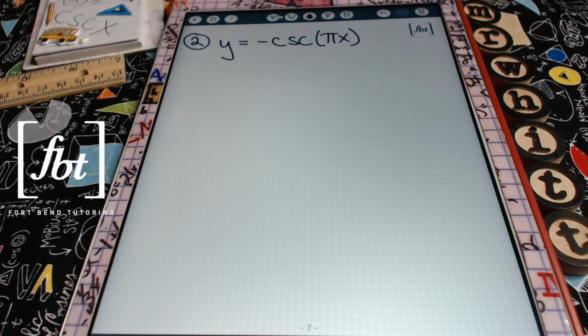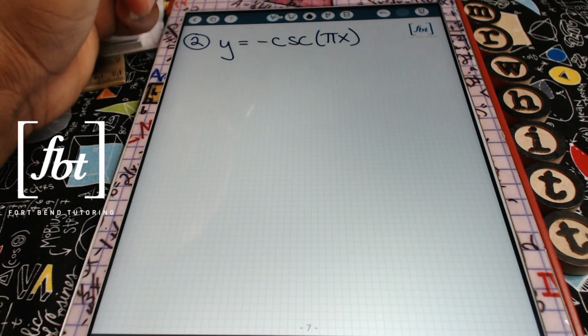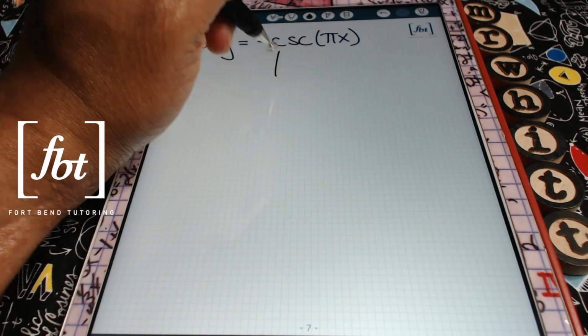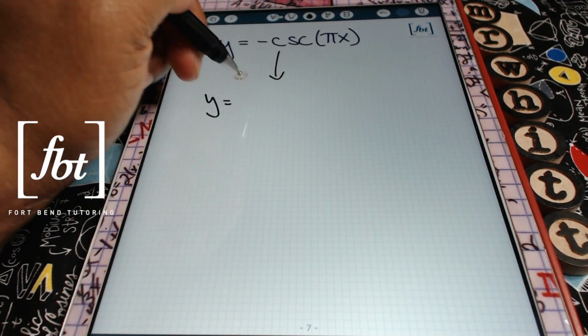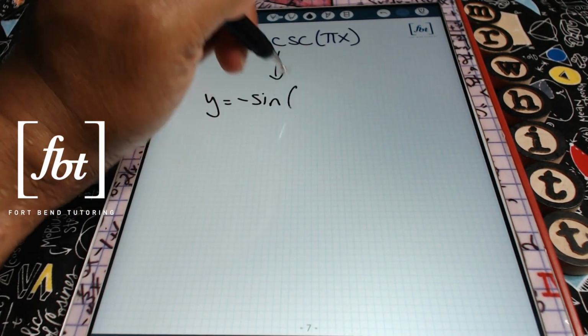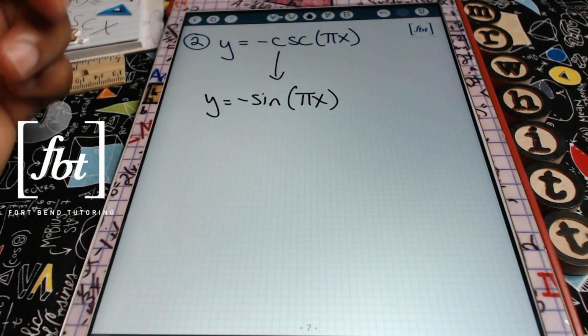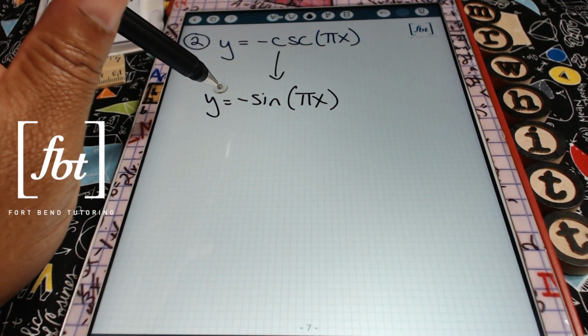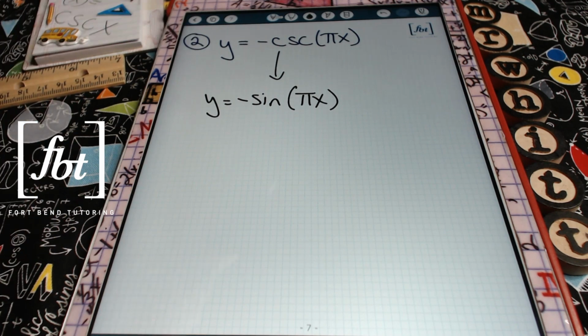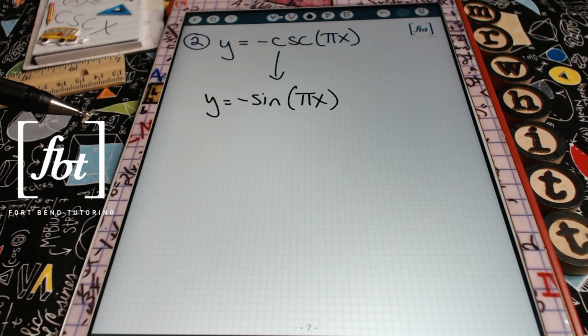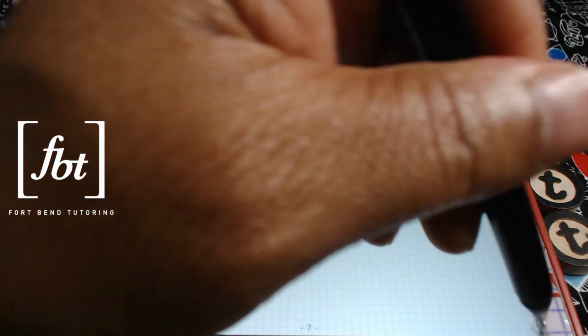Here we have problem number 2, where we have y equals negative cosecant of pi x. Well, what we'll do in this problem is, first of all, we'll go ahead and rewrite this, all right, as y equals negative sine of pi x. Okay, remember that using the graph of sine really helps you in the process of graphing cosecant. So this is what I'm going to use to graph my cosecant function. All right, let's move on here.